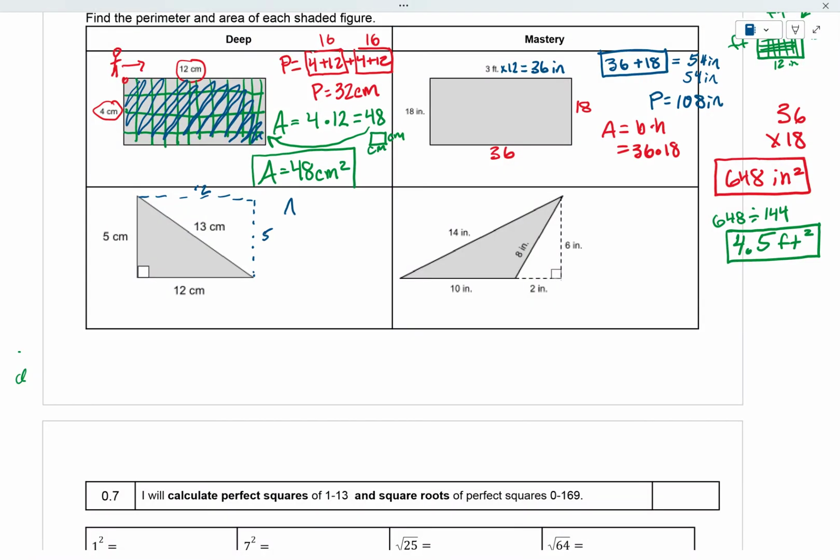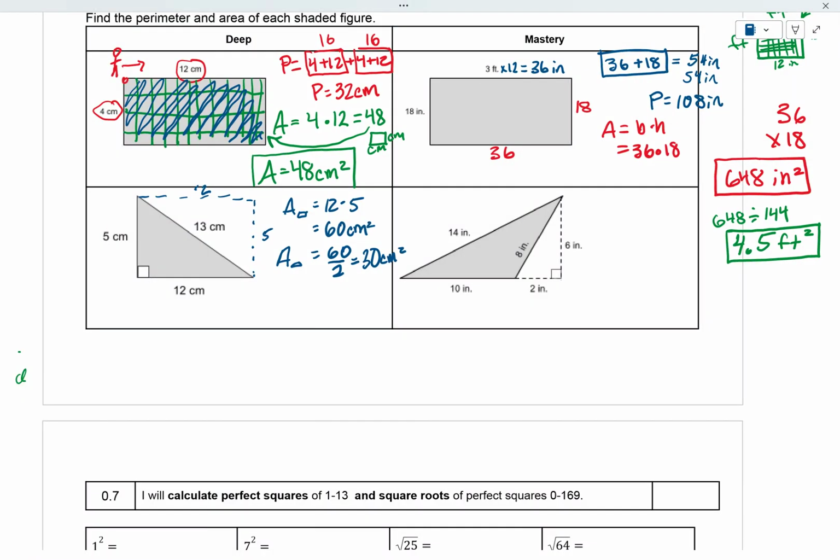Well, if we found the area of that rectangle, right, we'd go base of 12 times 5, and that is 60 square centimeters. But remember, we had to copy and paste that triangle to make the full rectangle. In other words, we multiplied it by 2. So what we would need to do to find the area of that triangle is we would take the 60 and divide it by 2 to get 30 square centimeters.